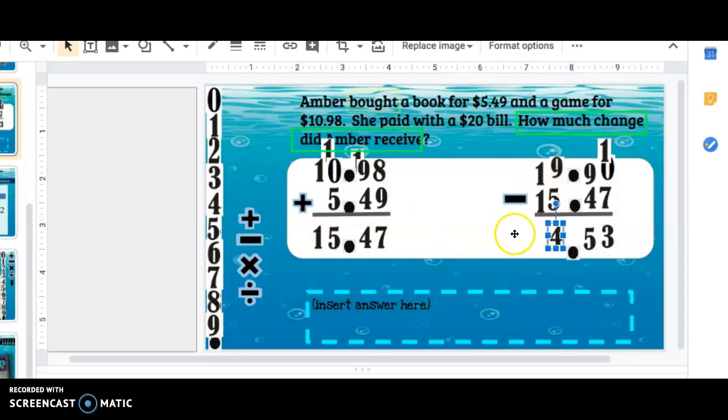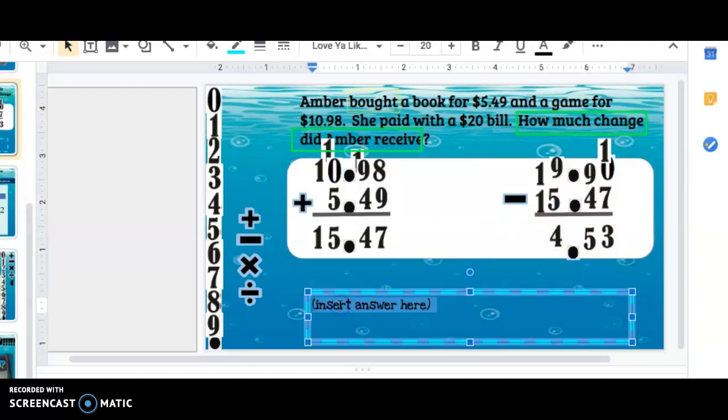So you could put a 0 there if you wanted, but really you can say $4.53 is how much Amber's going to get back. So in my insert answer here, I'm double clicking and saying Amber will receive $4.53.